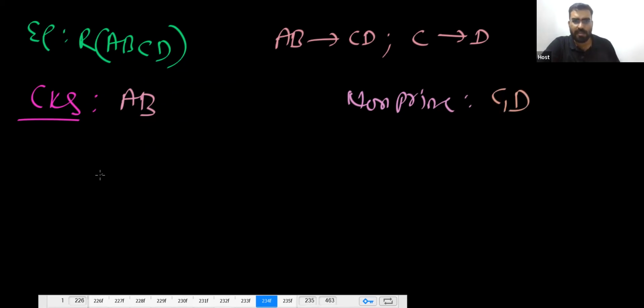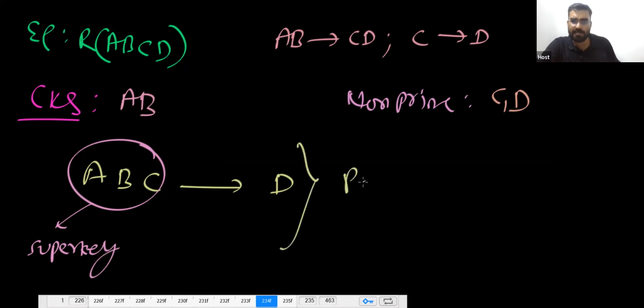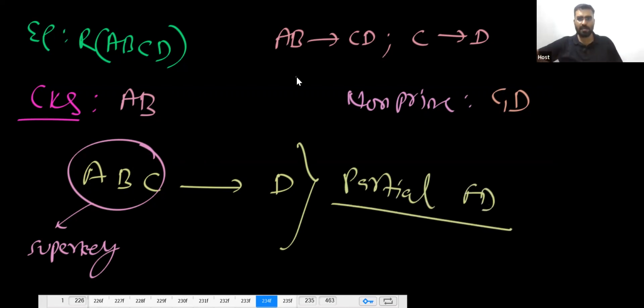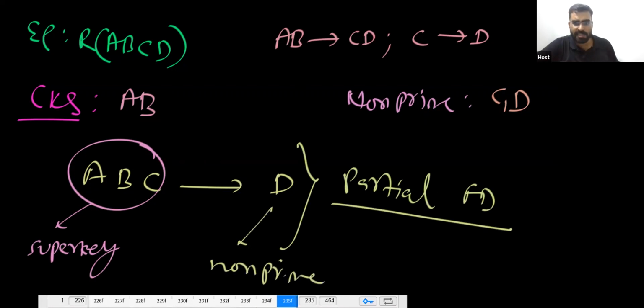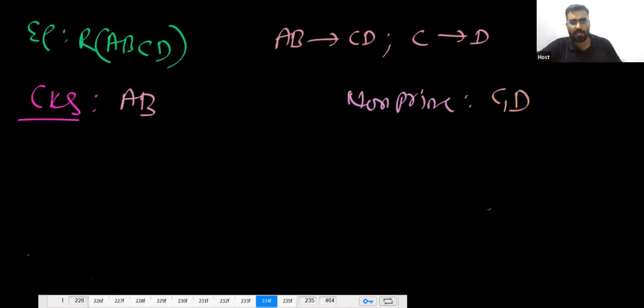Now you can notice that ABC determining D, this is a super key. And this is a partial dependency. Can you notice this is a partial dependency? And this is non-prime. So tell me, is this relation in 2NF?